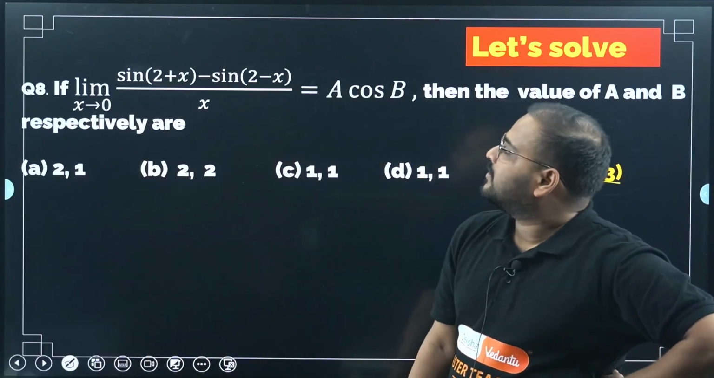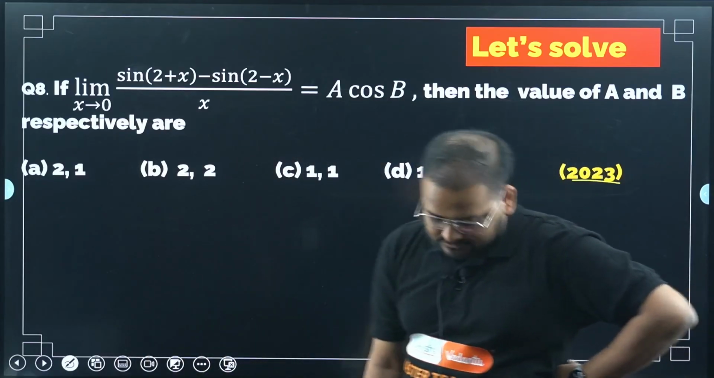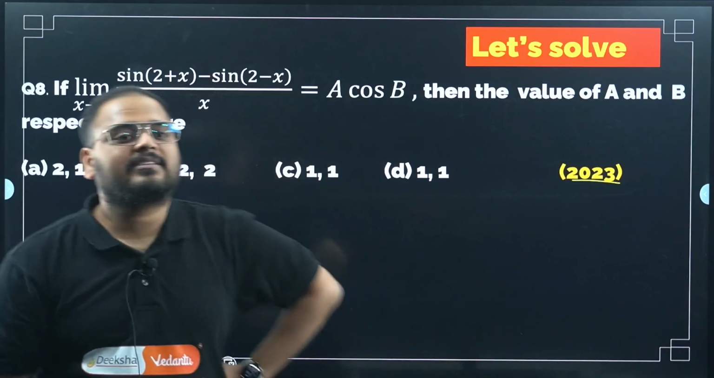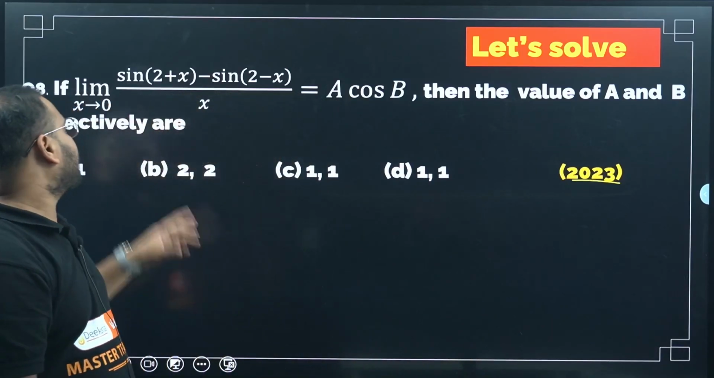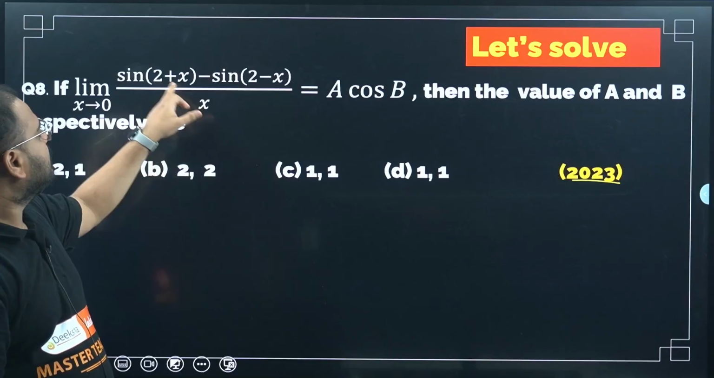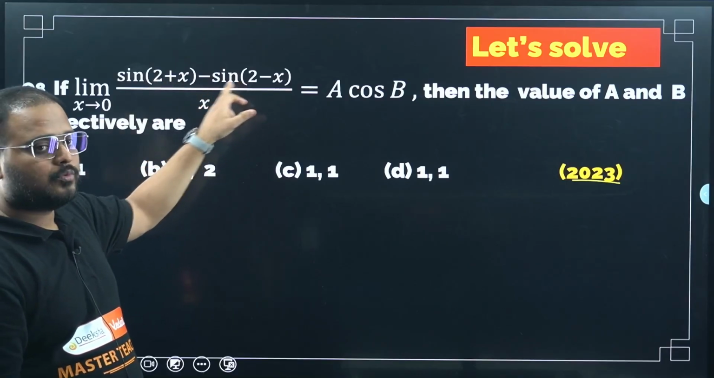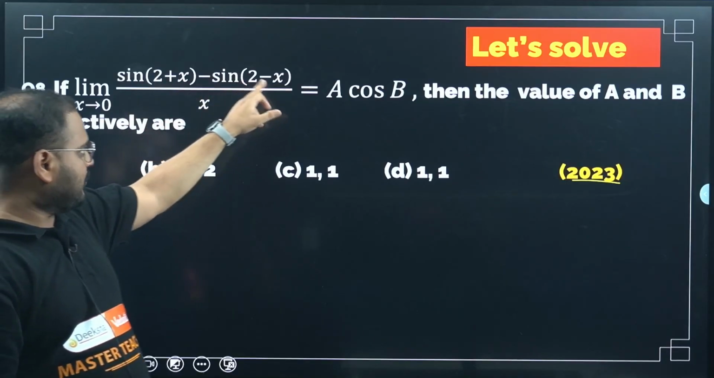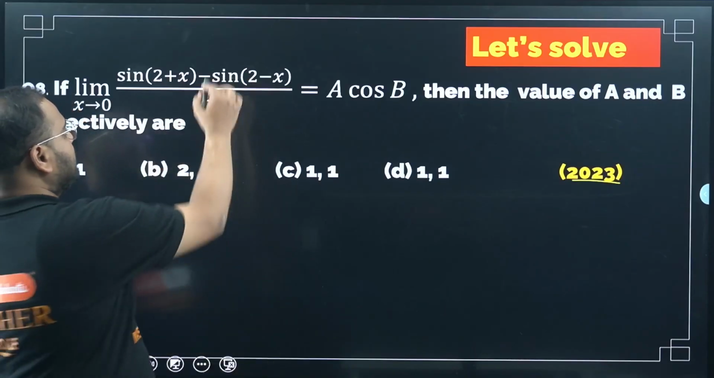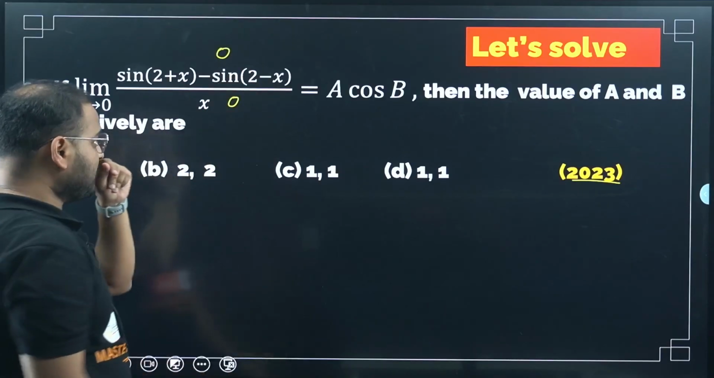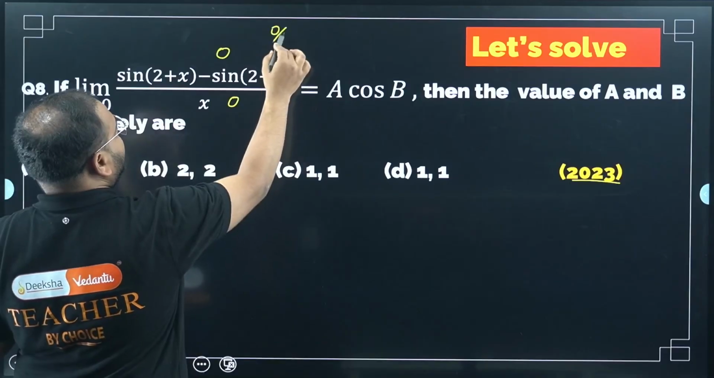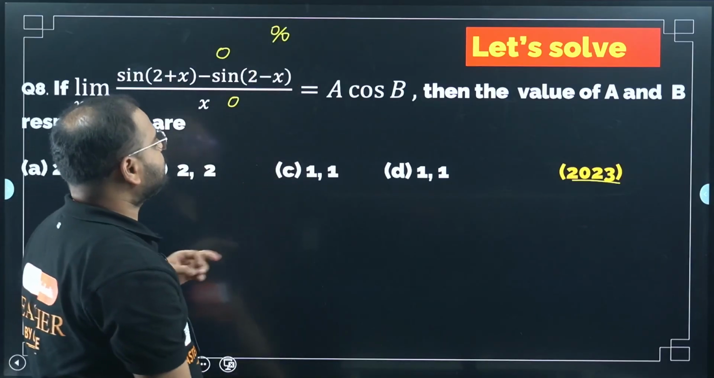The limit of sin(2 plus x) minus sin(2 minus x), upon x. If I put 0 right now, the denominator will be 0. The numerator will be sin 2 minus sin 2, since 2 plus 0 is sin 2 and 2 minus 0 is again sin 2, so this will be 0. So what is the form? 0 by 0, the indeterminate form.